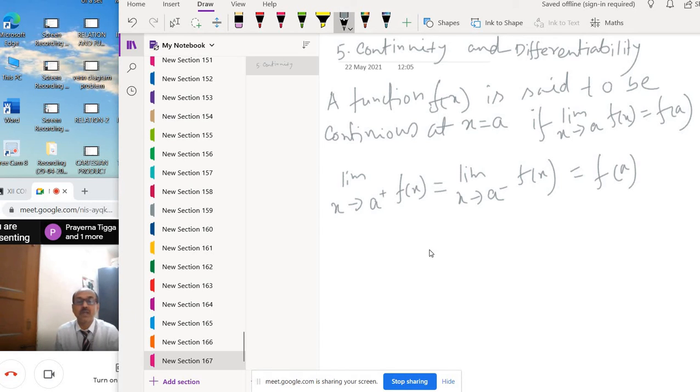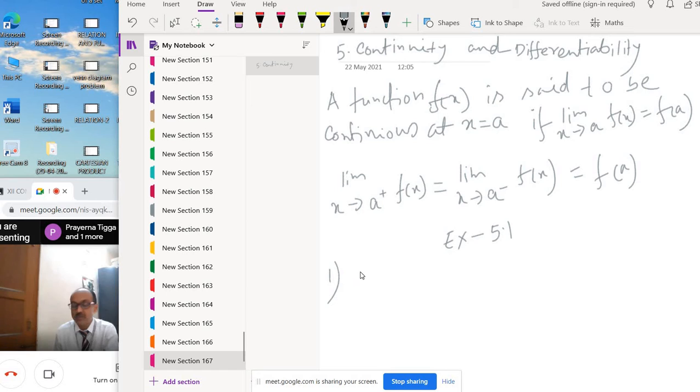Exercise 5.1. Question number 1. Prove that the function f(x) equal to 5x minus 3 is continuous at x equal to 0, x equal to minus 3 and x equal to 5.